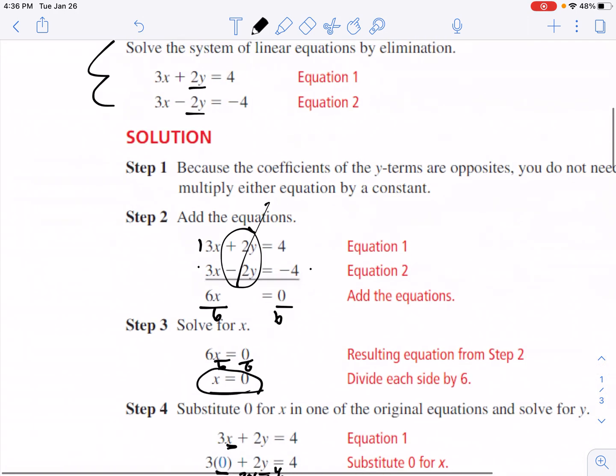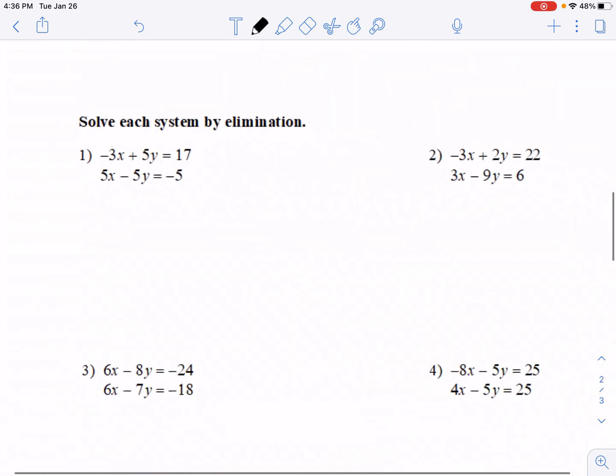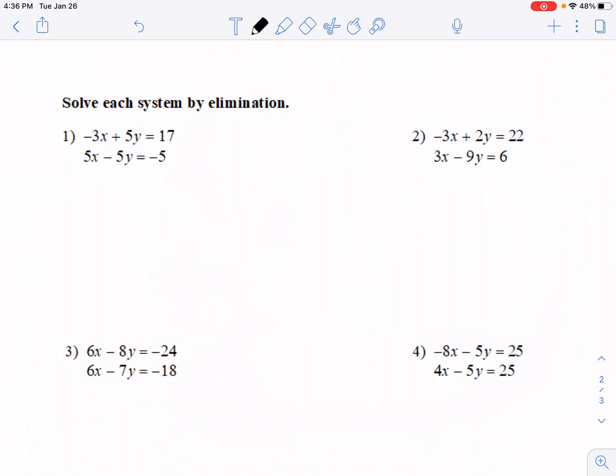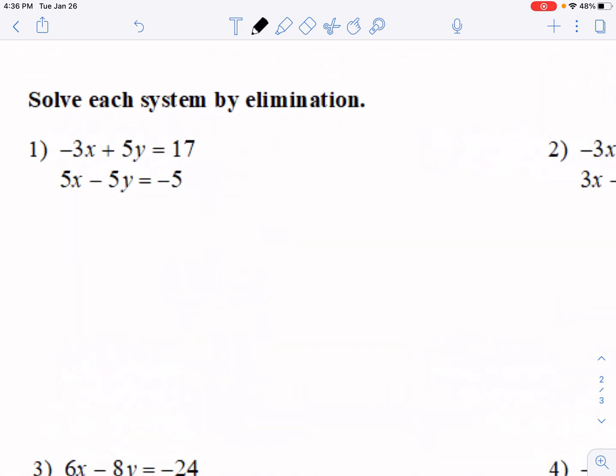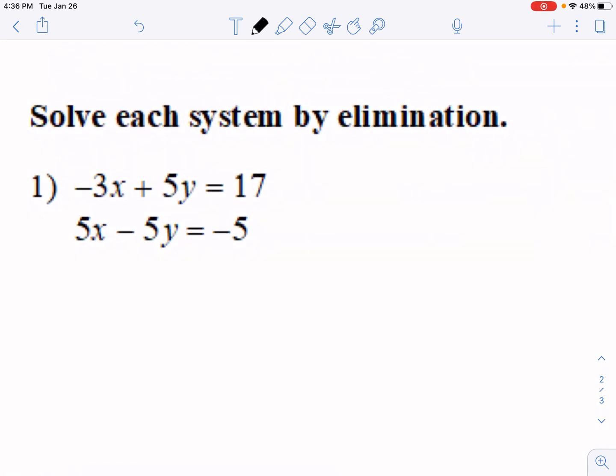Let's try a couple of examples. Let's try one with adding, and then I'll show you what happens when we need to subtract. So let's look at number 1 here. If we look at the x values, do they have opposite coefficients? No. So let's look at the y's. Do the y's have opposite coefficients? Yes. A positive 5 and a negative 5. So if we add these two equations together, our positive 5 and negative 5 will cancel out. So that's what we want to look at here.